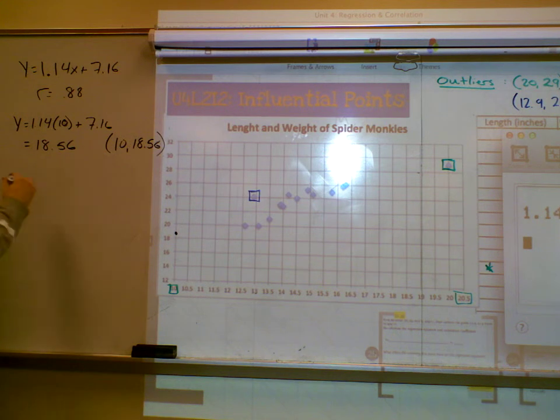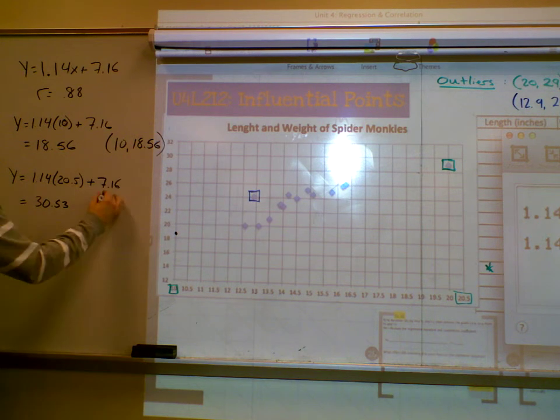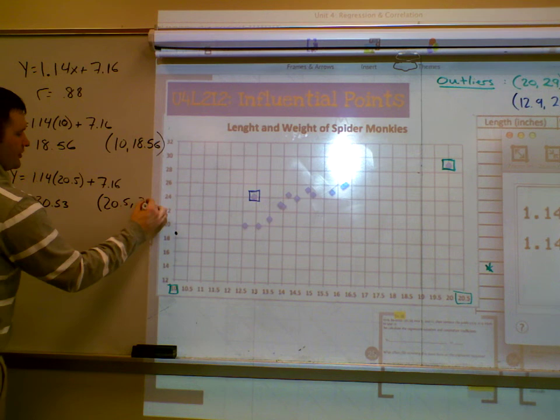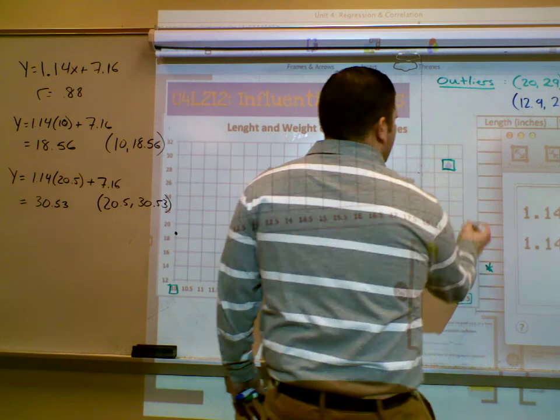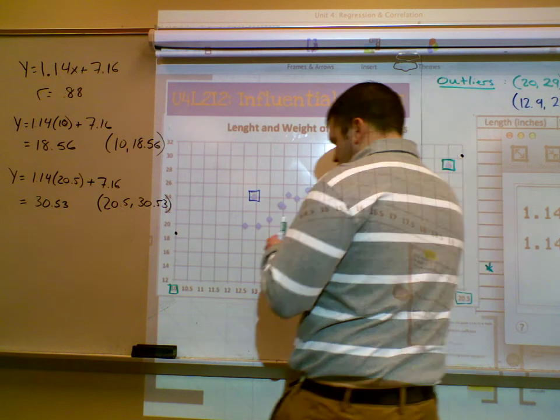I also said we can try 20.5, so let's plug in 20.5. So 1.14 times 20.5 plus 7.16. 1.14 times 20.5, what does that equal? Plus 7.16, I got 30.53. That means the other point I'm using is 20.5, 30.53, right? So over here to 20.5 and 30.53, probably somewhere in there.